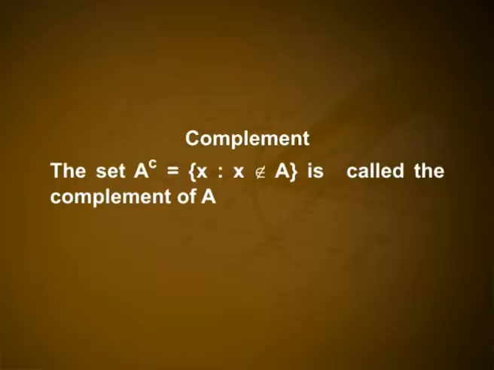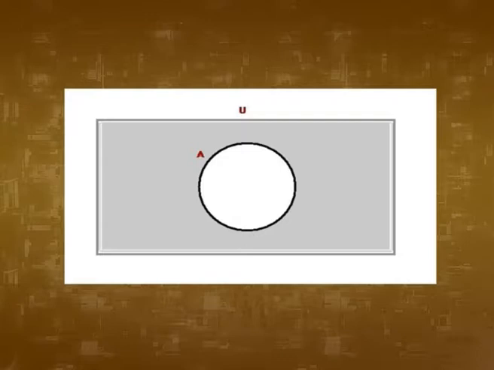Next is complement. For the set A, the set A complement = {x : x is not an element of A} is called the complement of A. The shaded portion represents the complement of the set A.